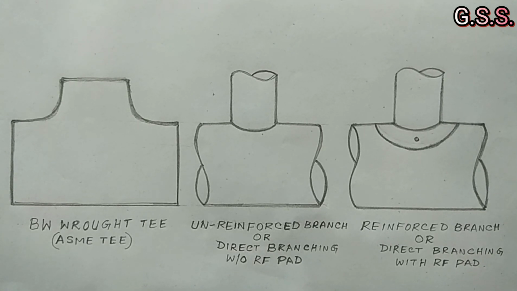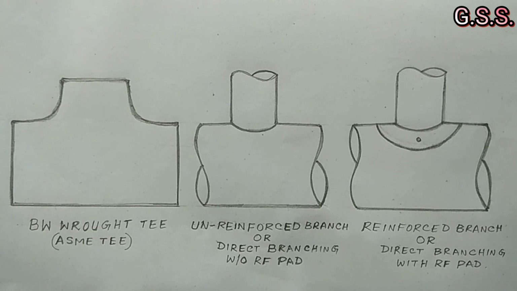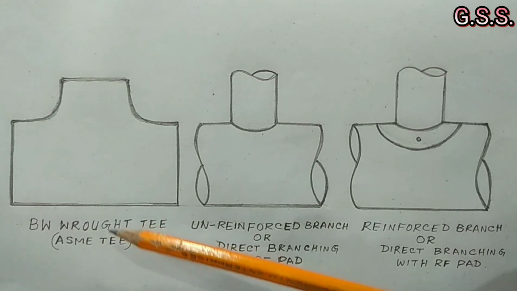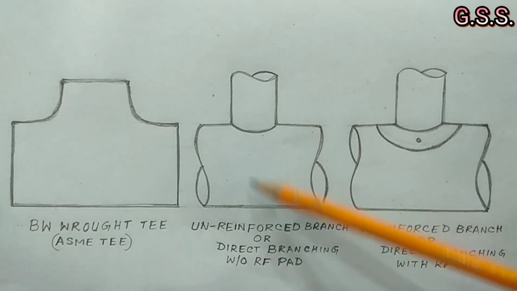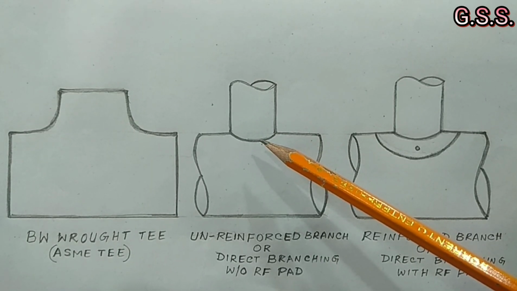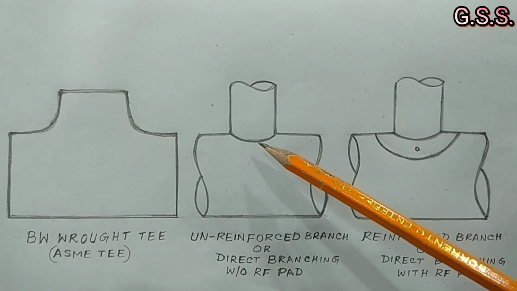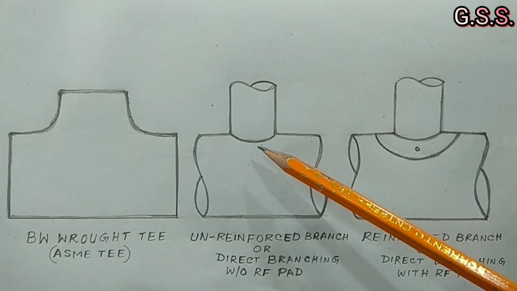For this reason, for severe cyclic applications, high temperature, high pressure applications, and for category M fluid service, T is preferred and branch connection is not preferred. Direct branch connections are used for low pressure, non critical service like compressed air, water, nitrogen, etc.